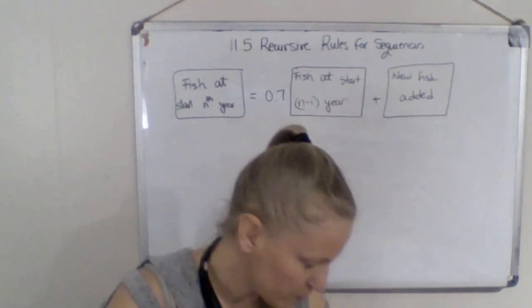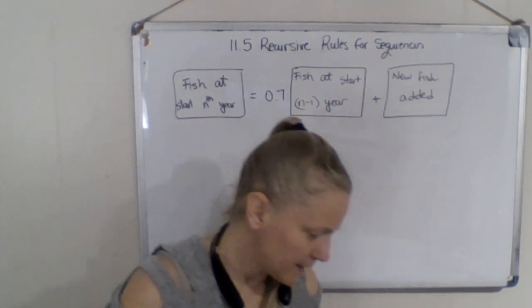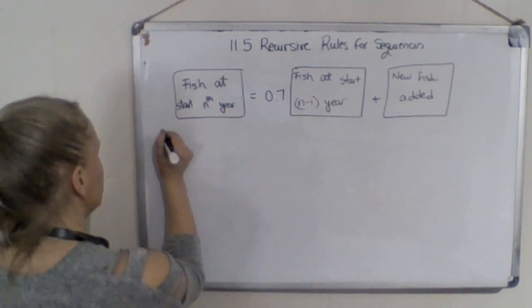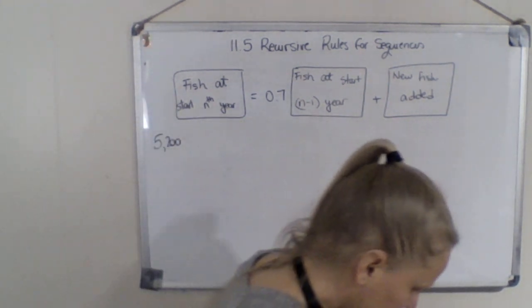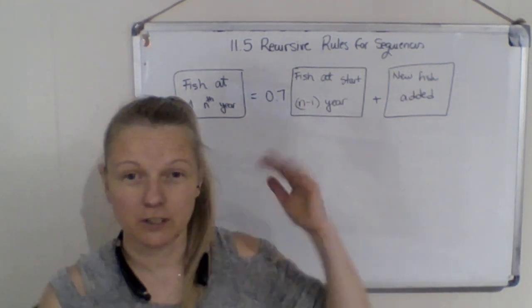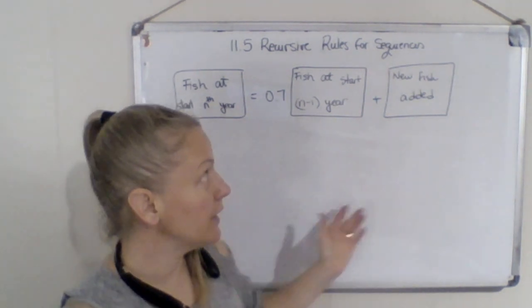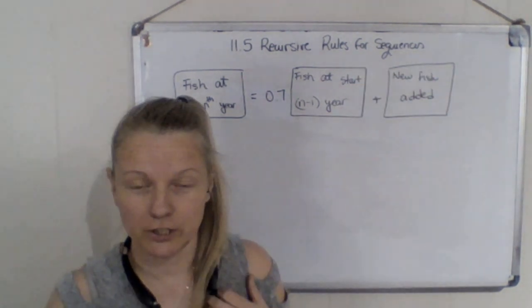Okay, let's work out this problem. This is about a pond that, at the beginning of the year, has 5,200 fish, and it says that each year the population of the fish goes down 30%, and at the end of the year they get 400 new fish in the pond.